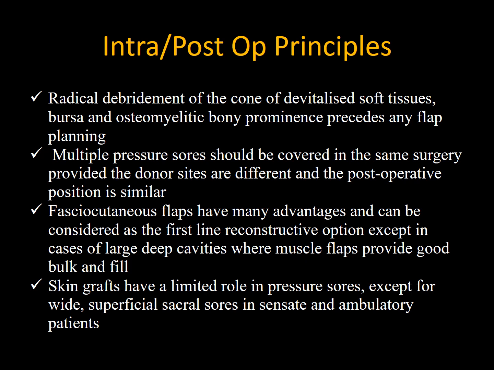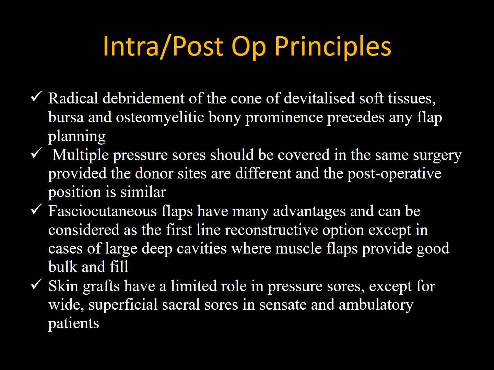So in brief, about the intra-op and post-op principles: radical debridement of the conical tissue is the key. Osteomyelitic bony prominences must be removed before any flap is planned. If there are multiple pressure sores, what should be done? If we are able to position the patient adequately post-operatively, in a position which is going to give us offloading of the patient, and the donor sites are different, then we can definitely cover multiple pressure sores in the same surgery. We don't want to give repeated surgeries time and again.